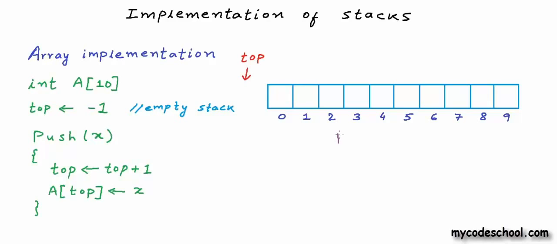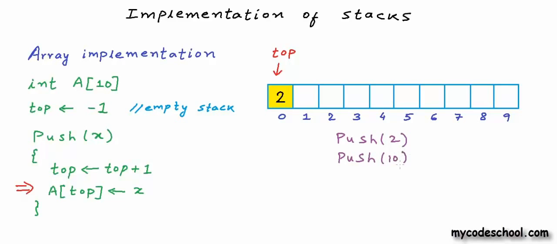Let's insert something onto the stack. I will have to make a call to push function. Let's say I want to insert number 2 onto the stack. In a call to push, first top will be incremented, and then the integer passed as argument will be written at top index. So 2 will be written at index 0. Let's push one more number. Let's say I want to push number 10 this time. Once again, top will be incremented. 10 will now go at index 1. With each push, the stack will expand towards higher indices in the array.